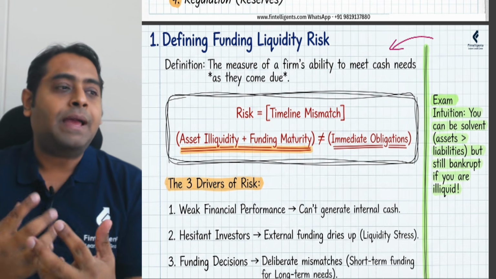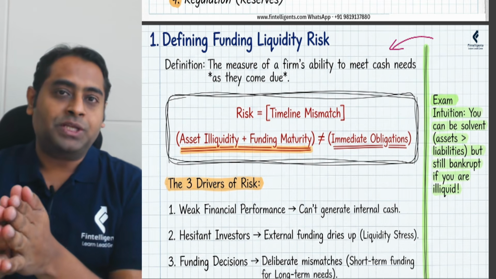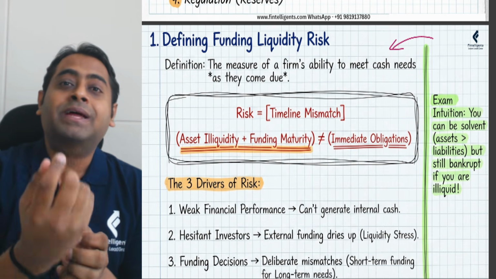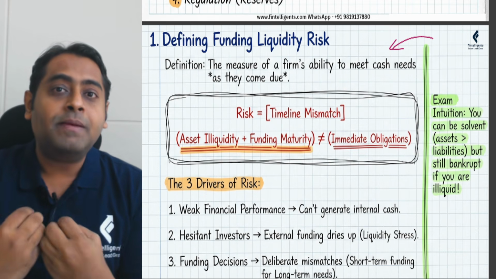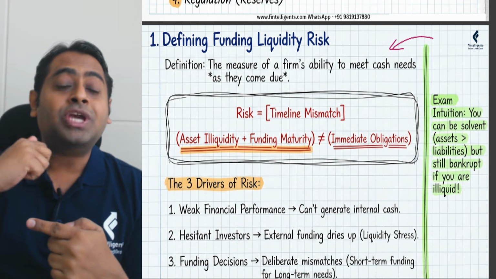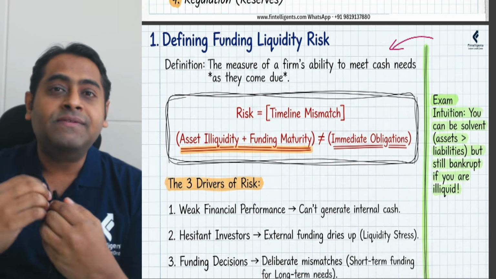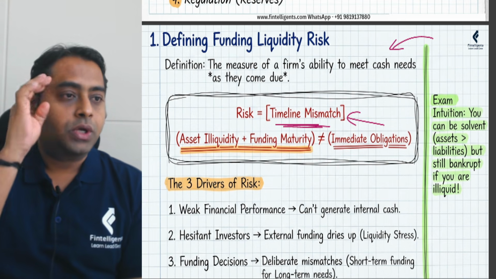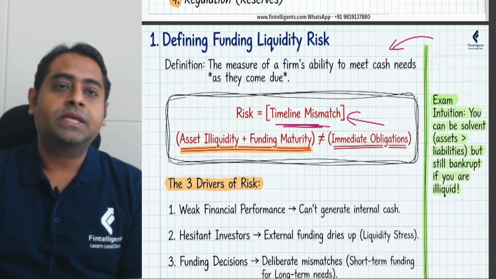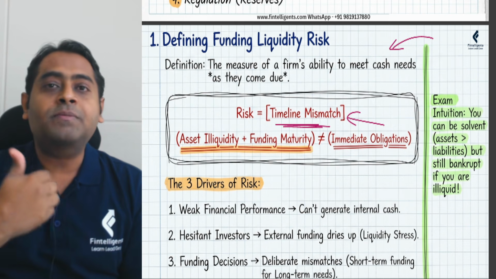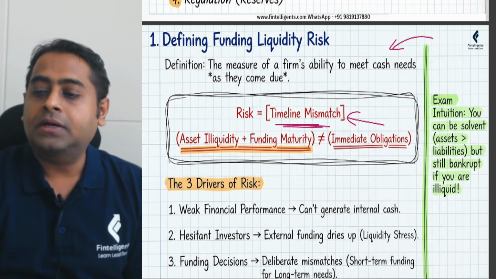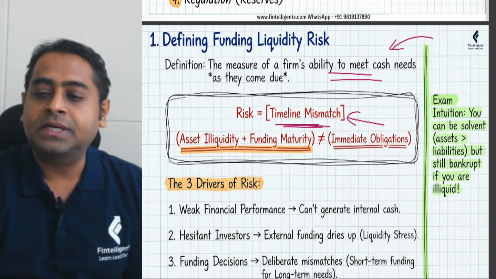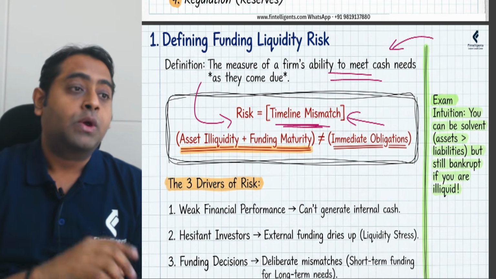Now this might happen because there is a timing mismatch. For example, I am supposed to pay a bill and I'm also expecting some money to come to me, but the bill payment is coming first and the money which I'm going to receive is coming later. So there can be a timing mismatch. Remember that part. Funding liquidity risk is nothing but the firm does not have the ability to meet the cash payment requirement as they become due. One of the major reasons is the timing mismatch. This is the first one.